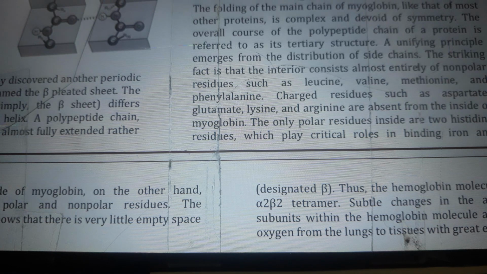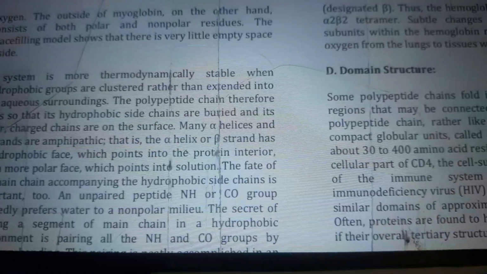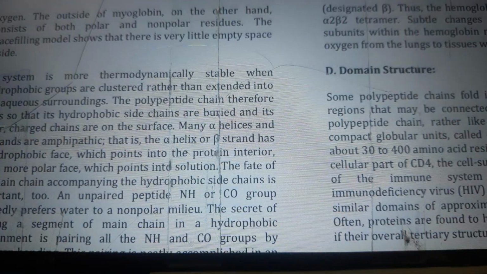The striking fact is that the interior consists almost entirely of nonpolar residues, such as leucine, valine, methionine, and phenylalanine. Charged residues such as aspartate, glutamate, lysine, and arginine are absent from the inside of myoglobin. The only polar residues inside are two histidine residues, which play critical roles in binding iron and oxygen. The outside of myoglobin, on the other hand, consists of both polar and nonpolar residues.